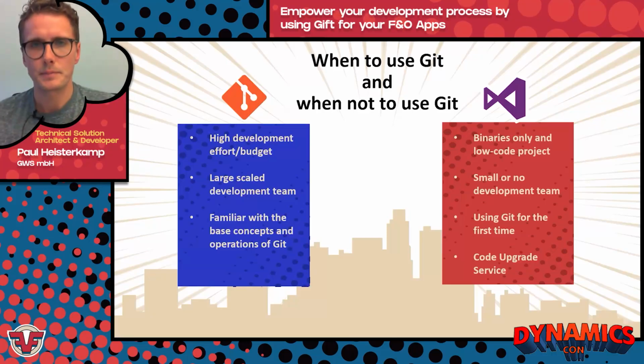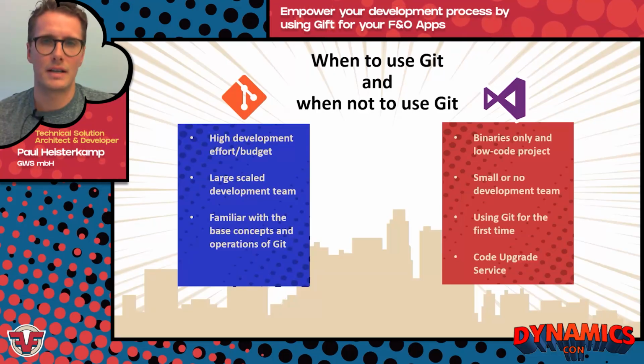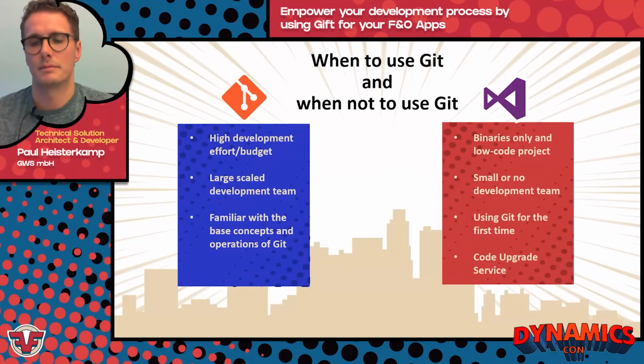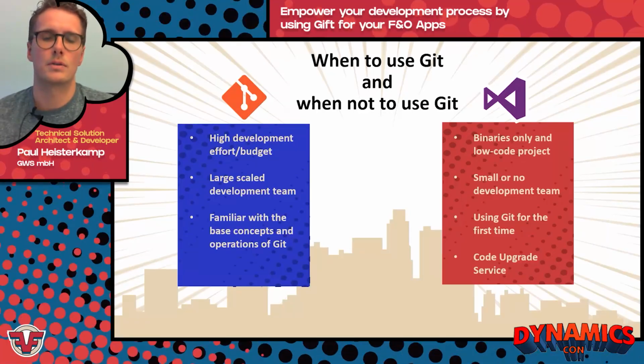And if you still need the code upgrade service, this is the service that identifies your overlayerings and injects work items into Azure DevOps. I think there is no need for this anymore, but maybe you will need it, and then you're also not able to use Git.